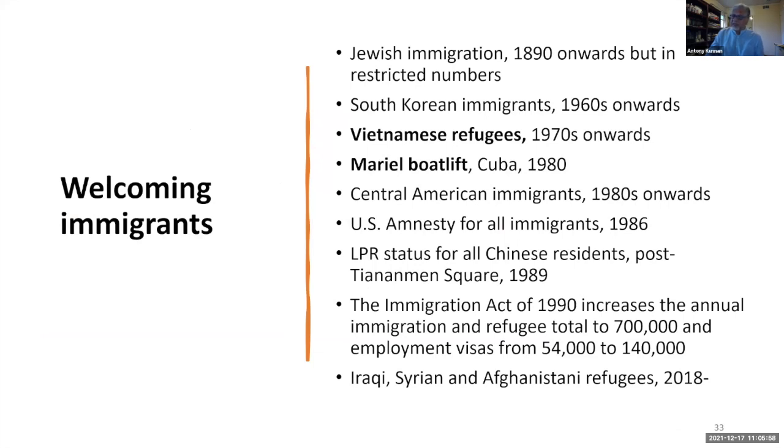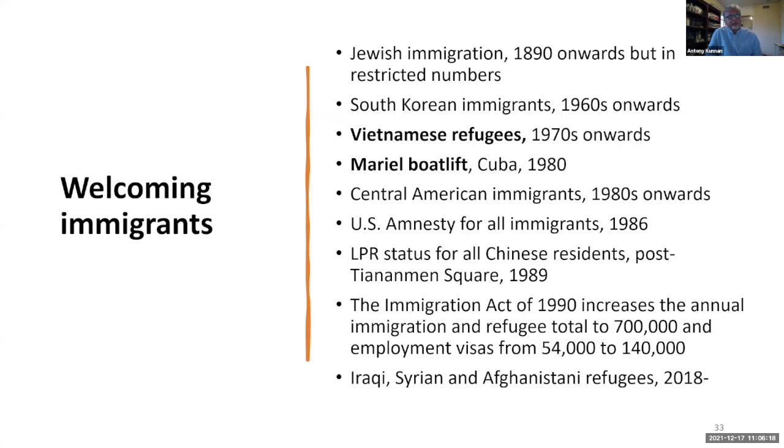Now, I've given you examples of how the United States has restricted people, either in terms of immigration or in terms of citizenship. But it also has another angle, and that is the angle of welcoming immigrants. And we've seen this for decades, in fact, for 100 years or more.